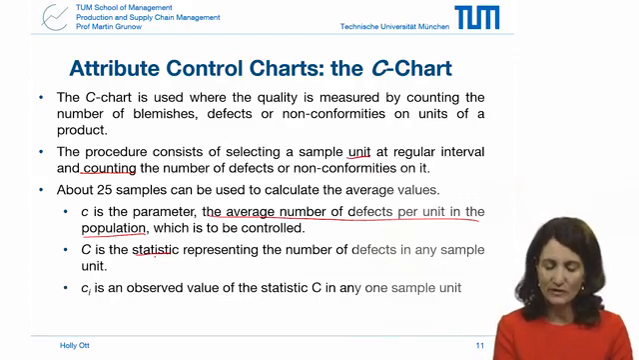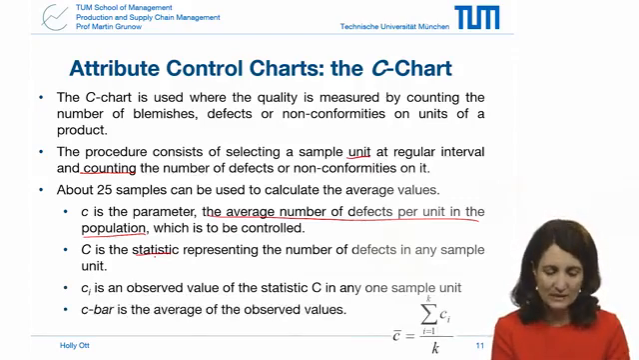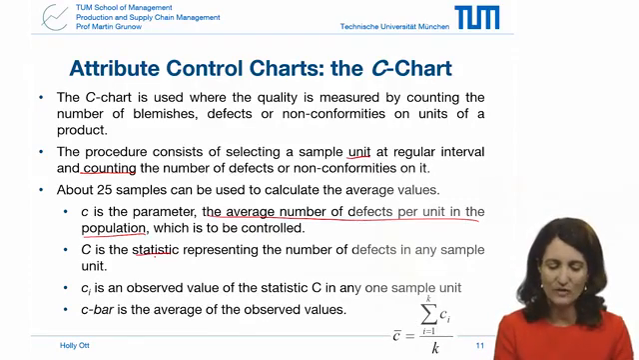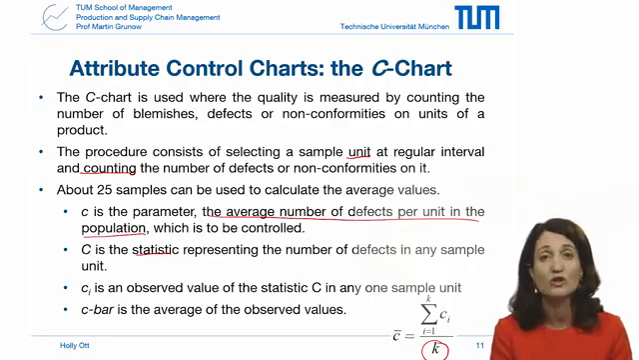Ci is an observed value of the statistic C in any one sample unit, and again C bar is going to be the average over all the observed values, where K is going to be the number of units that we're using to compute the limits. So we'll look at another example of this now.